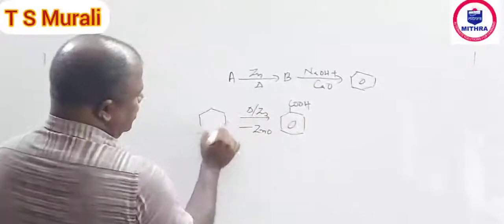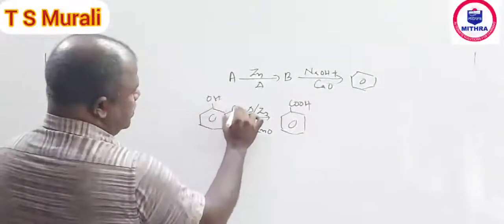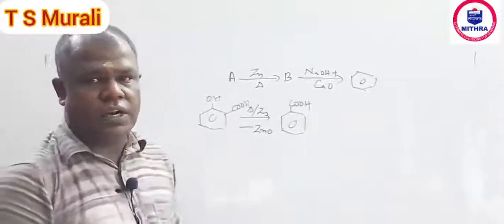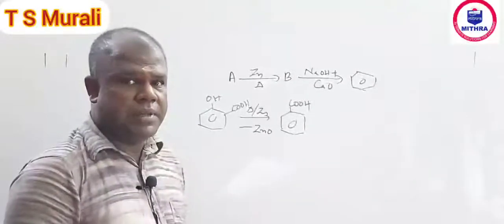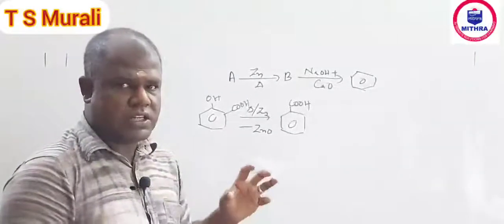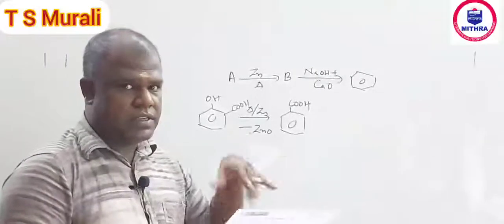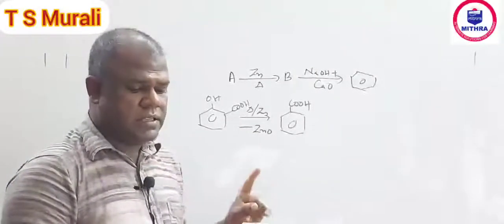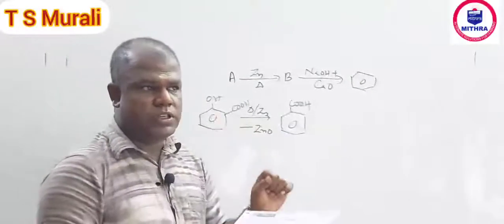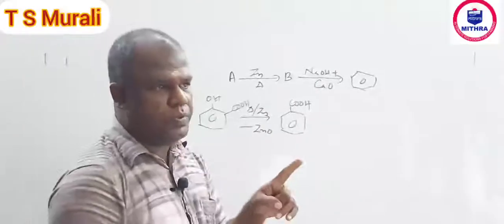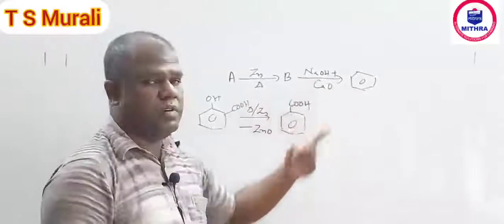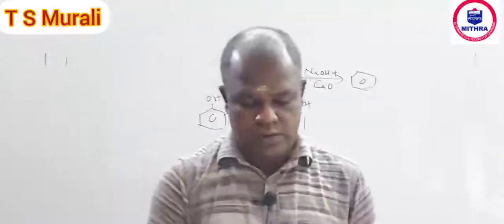So definitely that molecule contains an OH group and a COOH group. Good idea, so salicylic acid may be the answer, where a hydroxy group and a COOH group are both there. That is the structure of the original molecule A. I am not sure whether it is salicylic acid or not, anyway, let us analyze the answer. Yes, salicylic acid is there. That molecule's benzene ring should contain at least one COOH group and one OH group. The OH group is changed to hydrogen by treatment with zinc, and the COOH group is removed by treatment with soda lime, then only you are getting benzene.